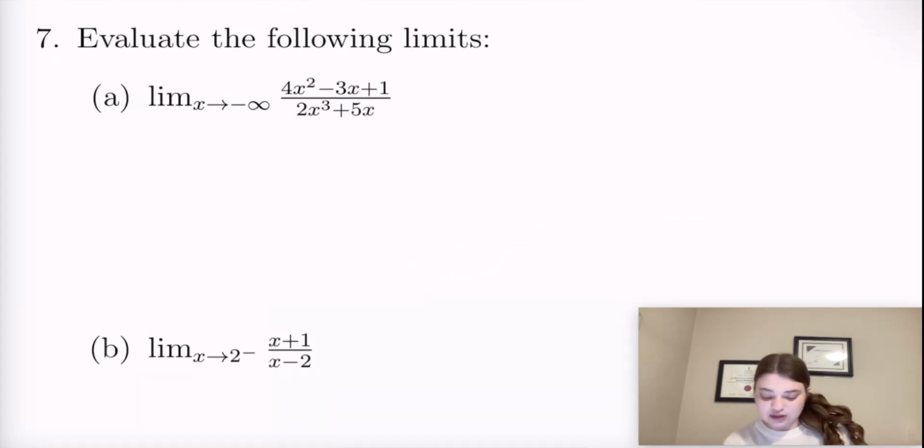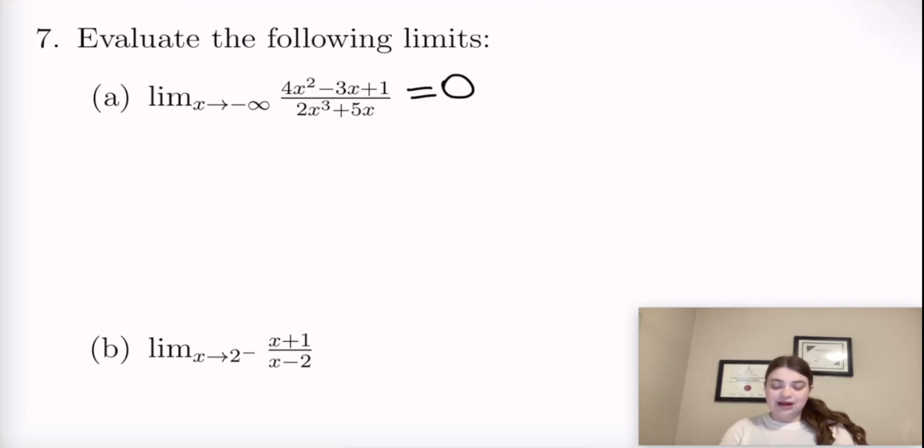So here it asks us to evaluate this following limit. Now, right off the bat, I notice that the degree of the denominator is 3 and the degree of the numerator is 2. And whenever the degree of the denominator is more than the degree of the numerator, that means the answer for something like this is just going to be 0. So already I know the answer I'm expecting to get is 0.